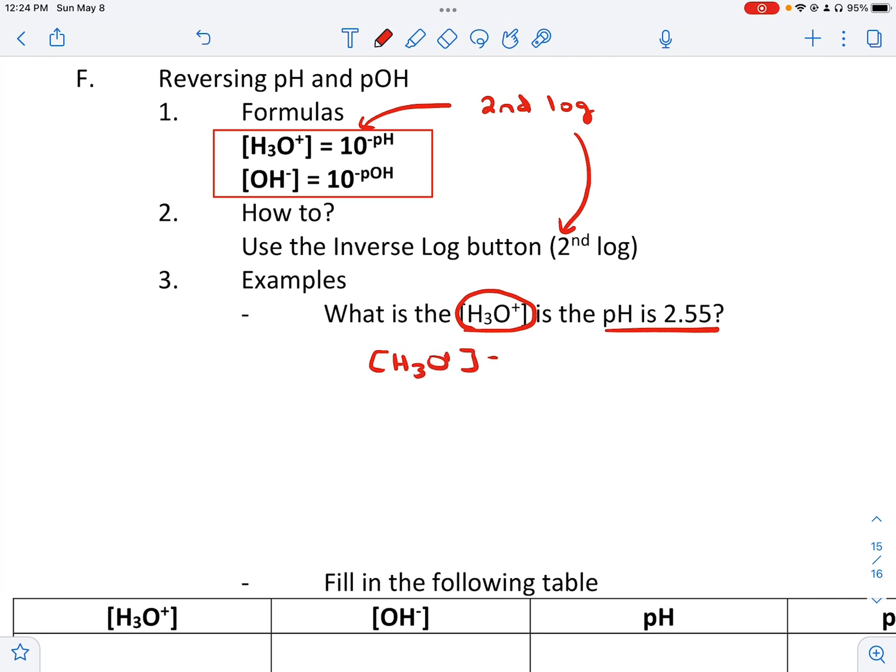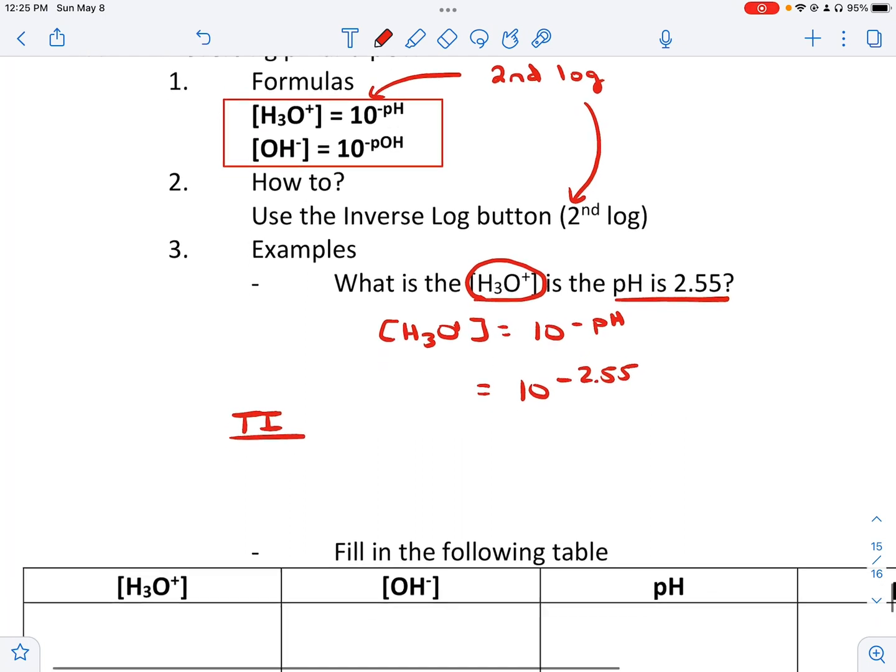H3O plus is equal to 10 to the minus pH. So 10 to the minus, in this case, 2.55. In our calculator, that's what we're going to plug in. Let's see how we do that. This is a TI calculator, which is what maybe most of us have.